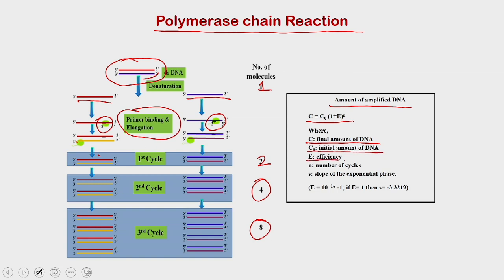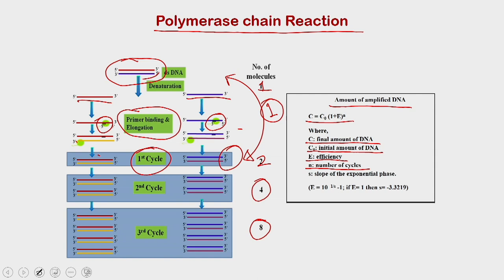E is the efficiency of the PCR reactions, and n is the number of cycles you are going to perform. So what you can see is this constitutes one cycle: once you start from here and end up with two molecules, the event you see is considered to be one cycle. After the first cycle, if you started with one molecule, it is going to be two molecules. So that is the number of cycles.